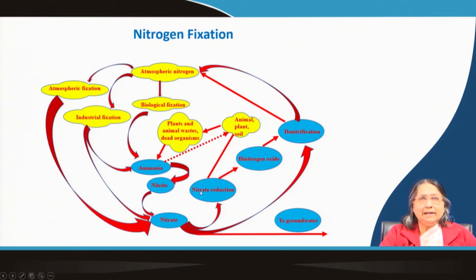Even sometimes the nitrate upon reduction can produce some forms of oxides, and then this step is called denitrification, and then it can go to the atmospheric nitrogen in the atmosphere, and it forms the cycle. So, these are the different processes going on in nature.